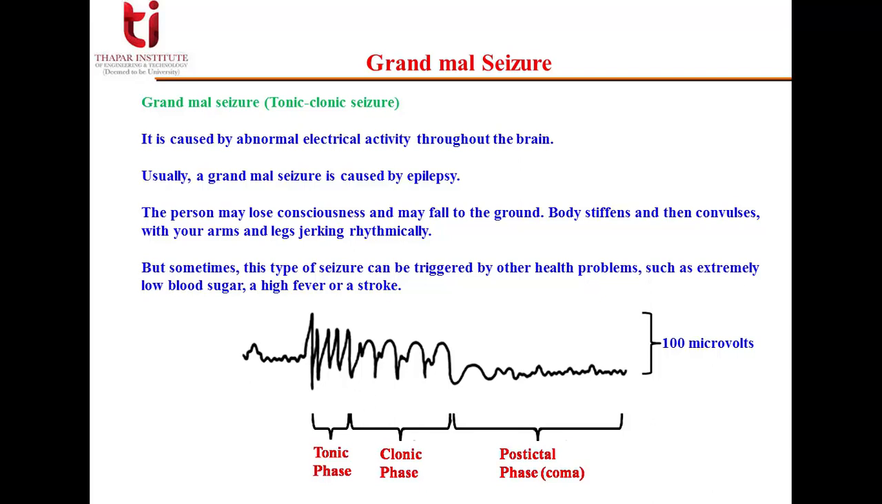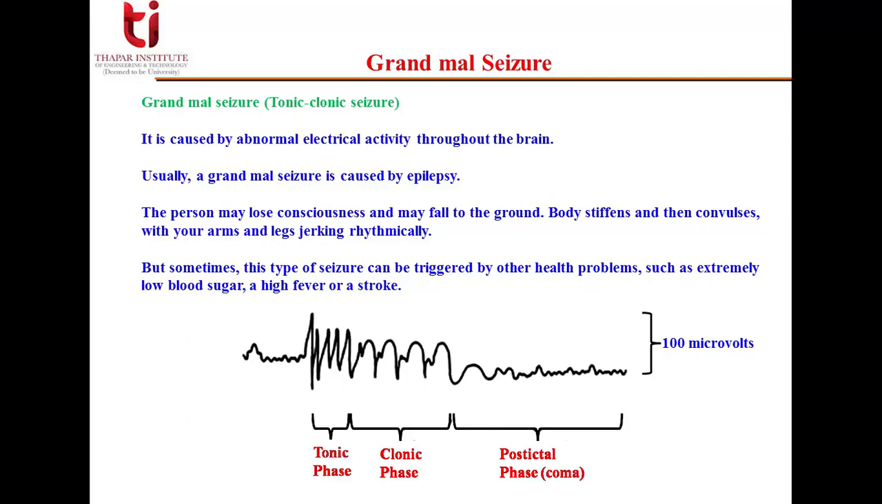If you see the EEG pattern for this grand mal seizure, it is divided into three phases: tonic phase, clonic phase, and postictal phase, that is mainly the phase of unconsciousness, we can say coma. Tonic refers to sudden stiffness of limbs, the person loses balance and falls. It lasts for less than 20 seconds. It has rapid and high amplitude spikes in the EEG pattern.